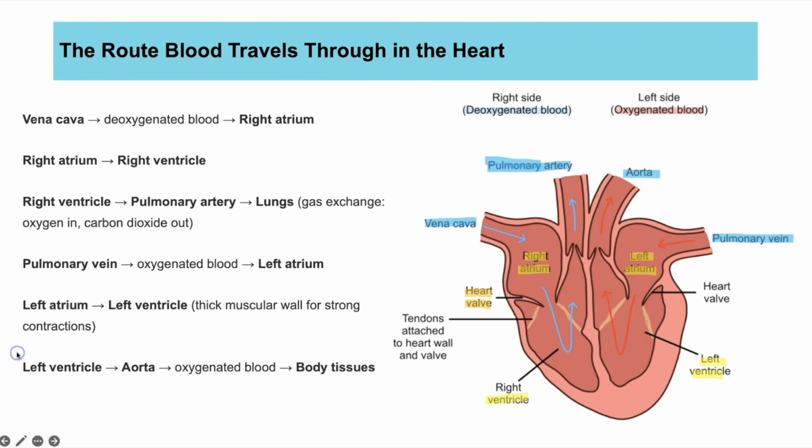The last thing I just want to point out is the thickness of the muscle. So look at how thick the muscle is in the left ventricle wall compared to how thick it is in the right ventricle wall. And this is because the right ventricle is pumping blood, we said up here, to the lungs. And the lungs are right next to the heart. So you don't need to have muscle contracting with that much force to pump the blood to the lungs.